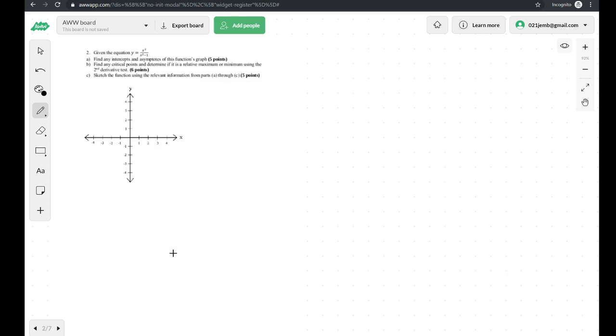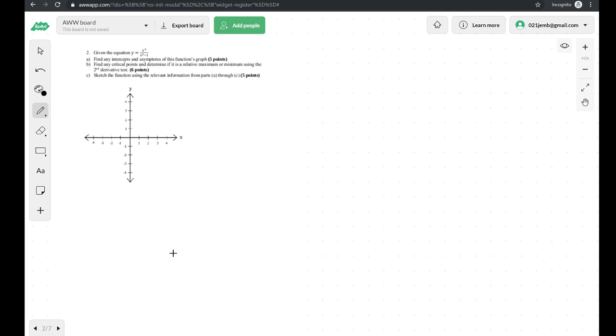All right, so it says, given the equation y equals x squared divided by x squared minus 1, A, find any intercepts and asymptotes of this function's graph. Then B, find any critical points and determine if it is a relative maximum or minimum using the second derivative test. C, sketch the function using the relevant information from parts A through C.